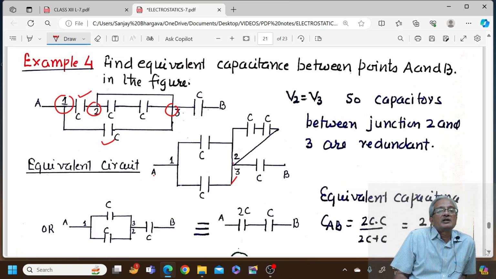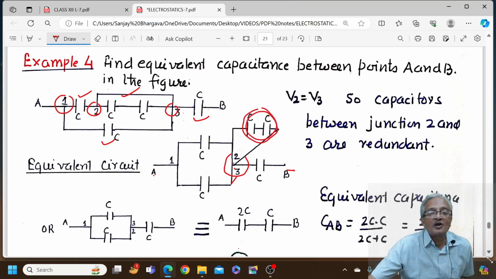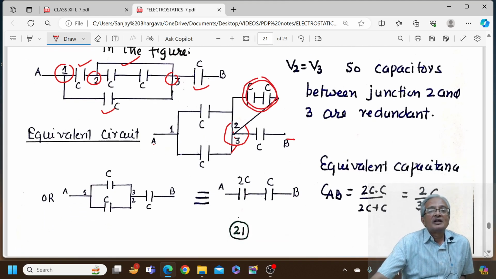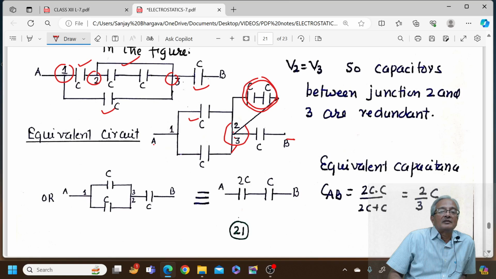These points number 2 and 3 are connected by a wire. That means they are at the same potential. So we mark them at the same potential. From 3 there is a capacitor here which moves to the point B. Now since 2 and 3 are at the same potential, these 2 capacitors are basically the redundant capacitors. They cannot be charged. So we have these 2 capacitors in parallel here and 1 capacitor in series. So the 2 in parallel will give me 2C, with another C in series. So the equivalent capacitance is 2 by 3 of C.